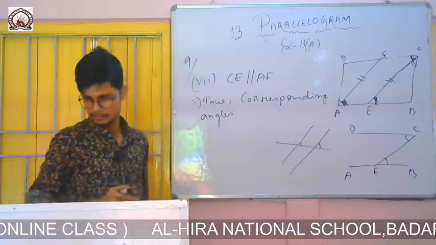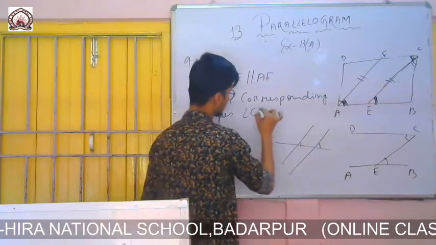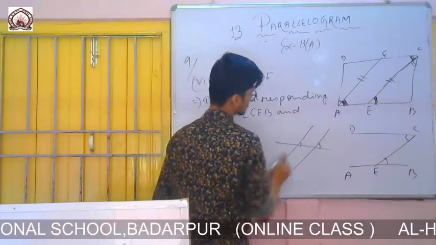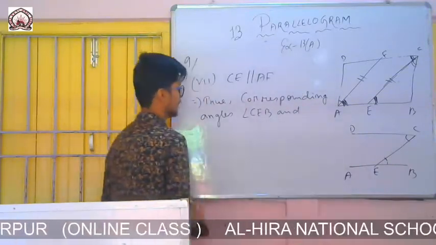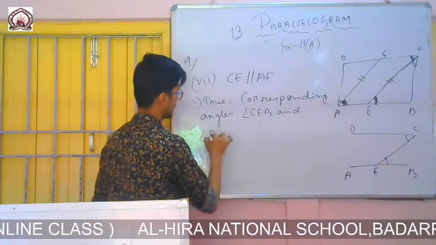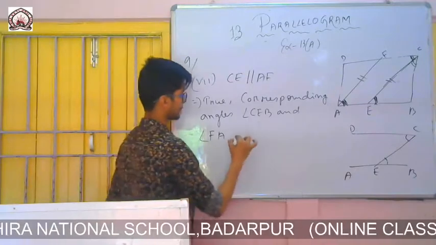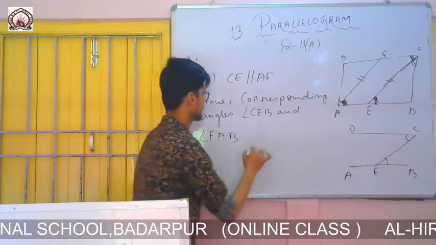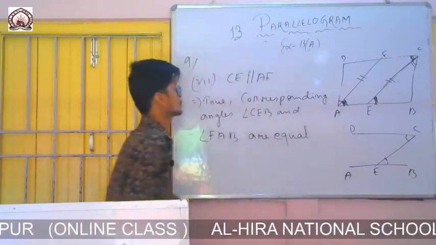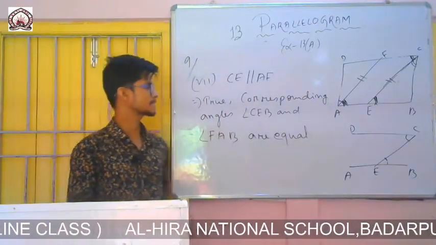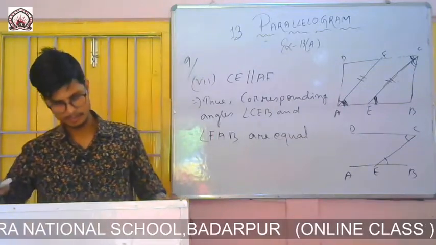It is written there in Roman number 6, angle CEB and angle FAB. CEB and FAB are equal. True. The reason is corresponding angles, angle CEB and FAB are equal.